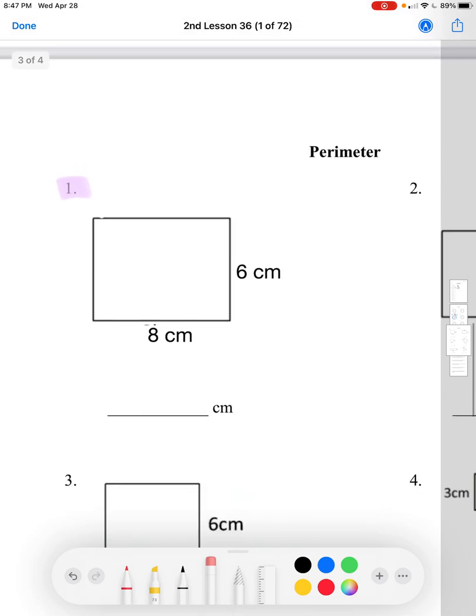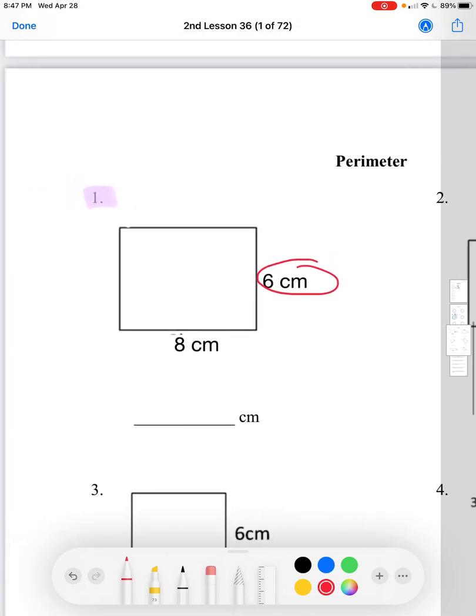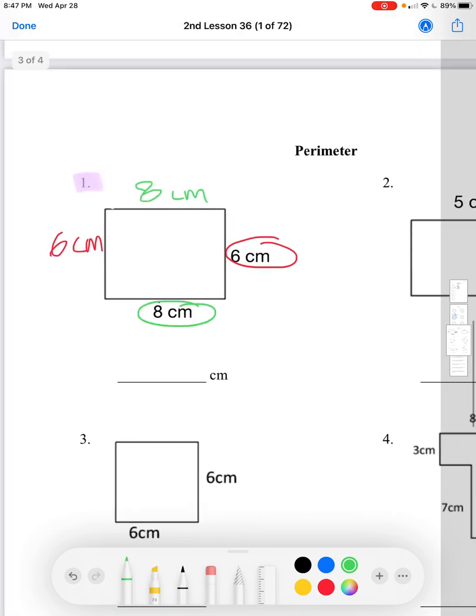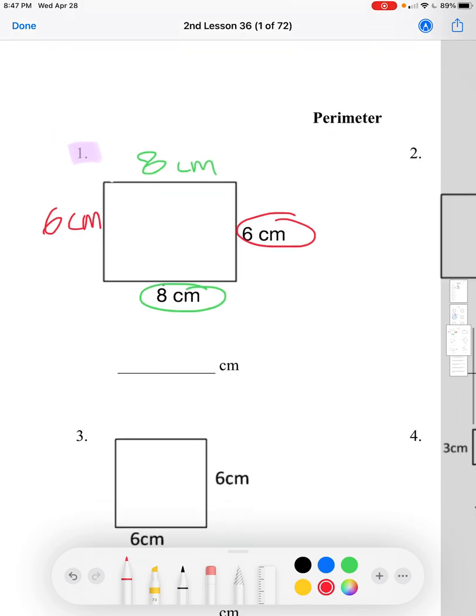So since this is a rectangle, if this is 6 centimeters, then that means this is also 6 centimeters. And if this is 8 centimeters, then this is also 8 centimeters. And now we're given all these side lengths. We have 6, 8, 6, 8. So we're just going to be adding all of that up together. 6 plus 6 plus 8 plus 8. You can add it all up together at once, or you can add 2 of them first and then add the next 2. However you want, as long as you make sure you add all of the numbers.